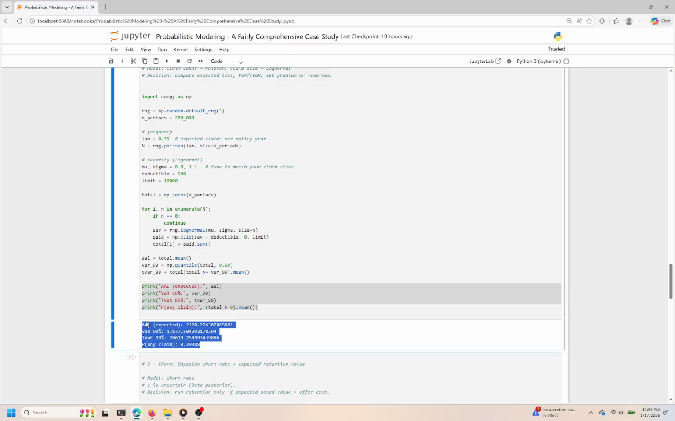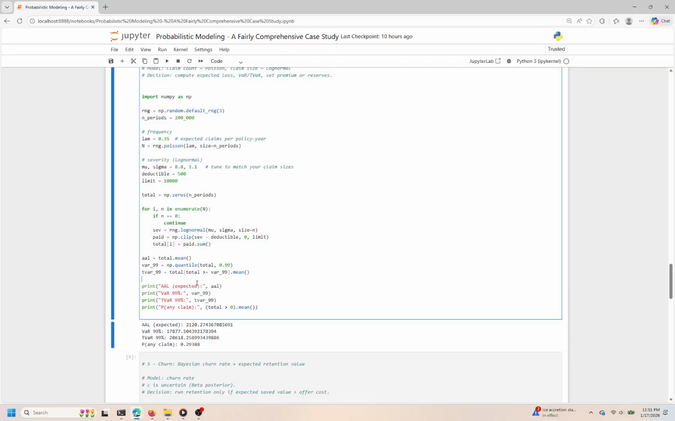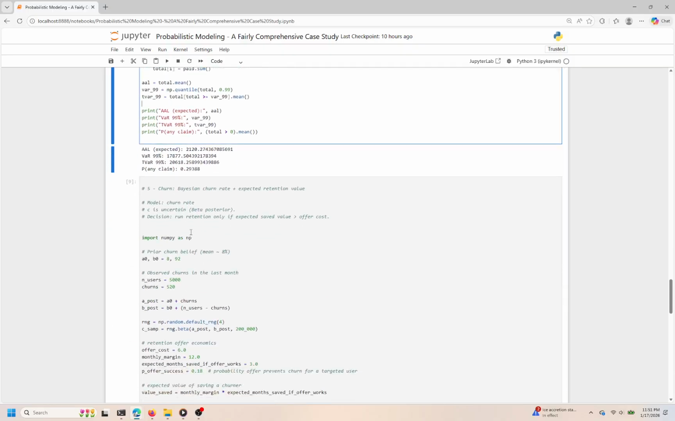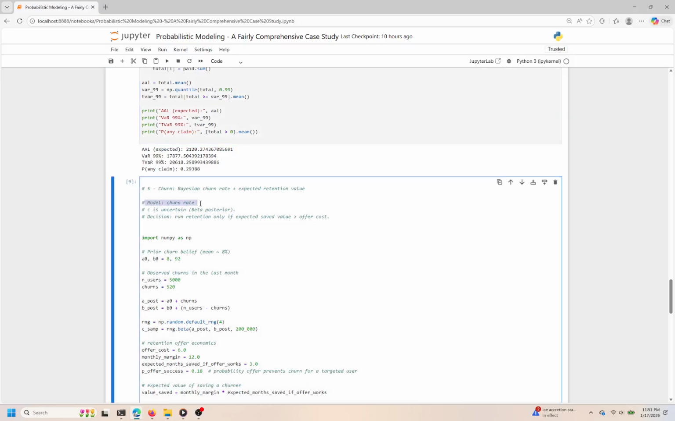Cell 10. In this cell, we're delving into a Bayesian model to estimate the churn rate, which helps us understand customer retention more effectively. This is crucial because it allows businesses to make data-informed decisions, particularly in assessing whether a retention strategy is worthwhile given its costs.